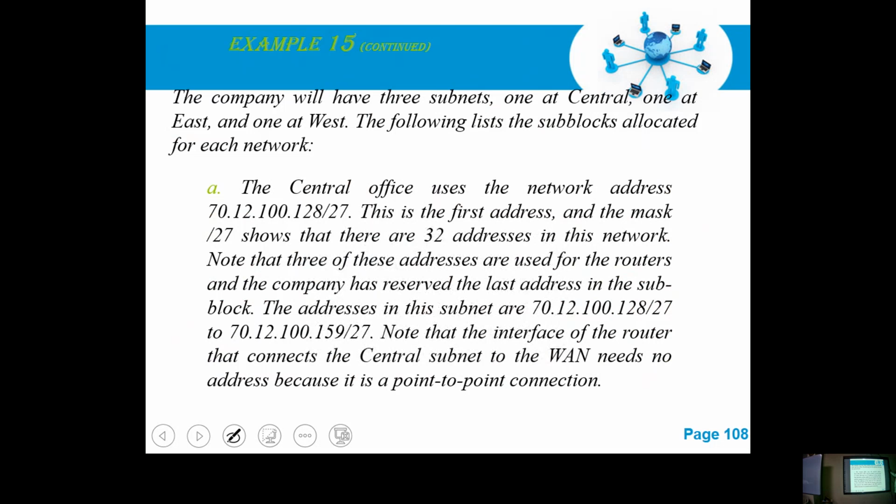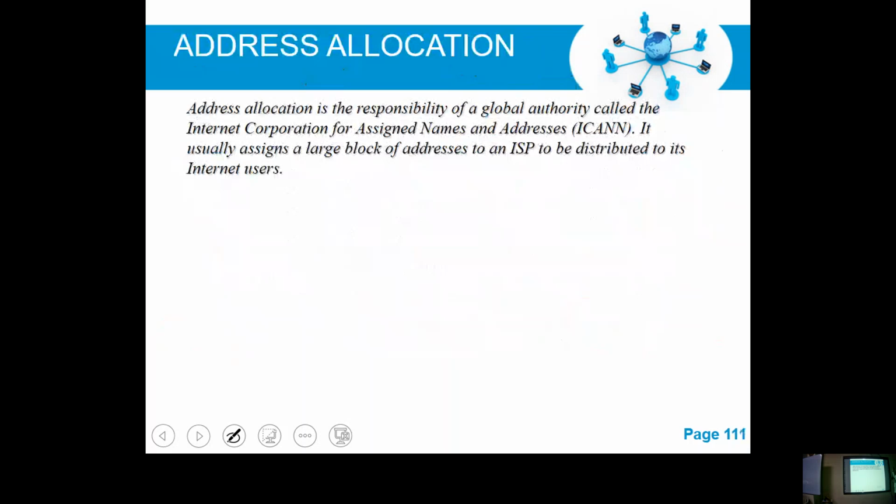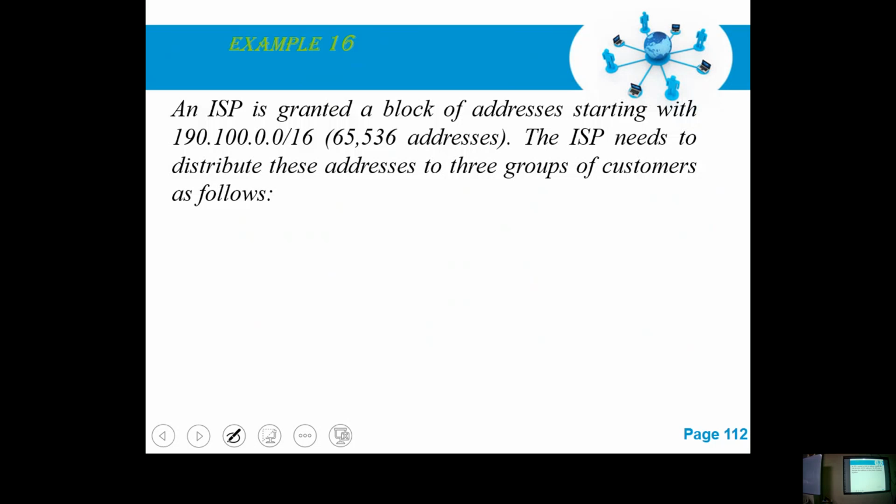Okay, the same explanation is given. Okay, so next thing is address allocation. In address allocation, for example, an ISP. What is ISP? Internet service provider. Okay, internet service provider is granted starting from this address.